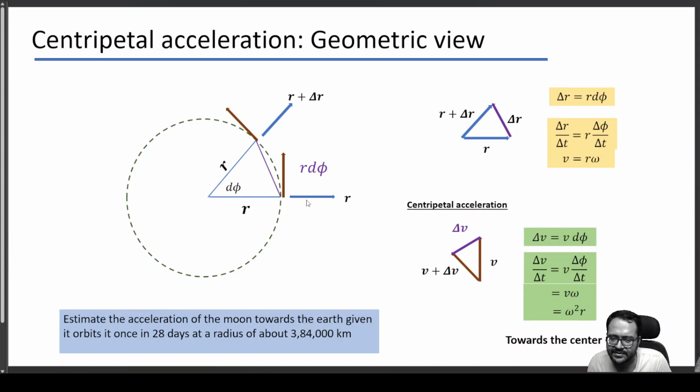So if I say here is r and here is r plus delta r, I will say here the velocity is v, and here the velocity is v plus delta v. So this is v, and this is v plus delta v. This is the direction of v, and this is the direction of delta v. So when omega is fixed, I can easily say by using the same argument that delta v is v delta phi, and delta v by delta t is v delta phi by delta t, and it will be simply v omega, and this will be omega square r.